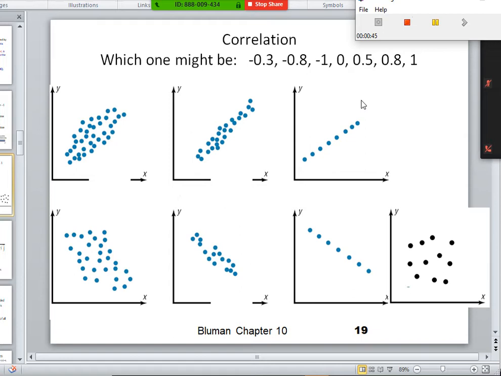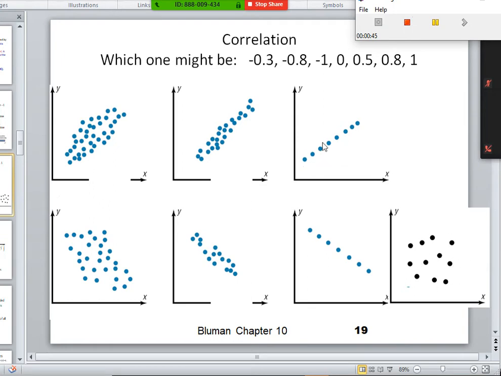Awesome. I haven't heard from everybody yet. I've heard from like 6 people. So it's on the bottom. The 0 correlation. No correlation at all. So it is the last one here. The fourth one on the bottom row, this one right here, has no correlation at all.